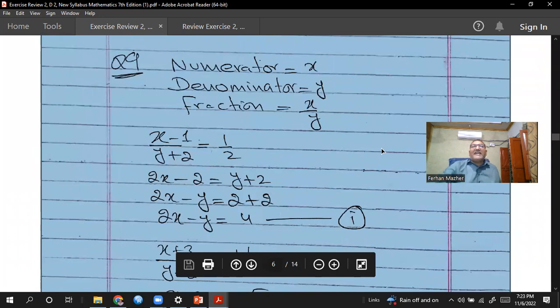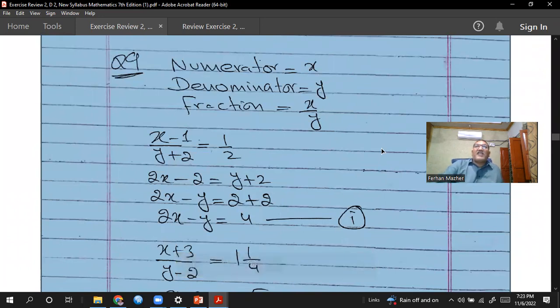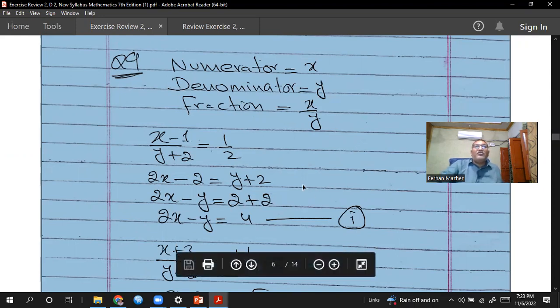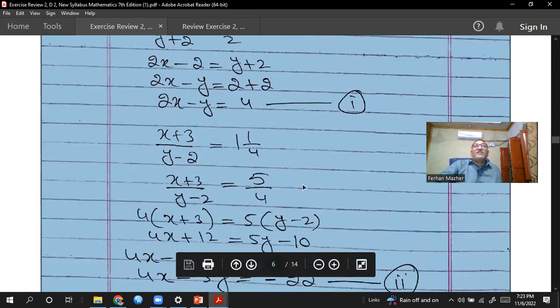So the numerator is x and the denominator is y. The fraction will be x by y. So their statement is subtract 1 from the numerator and add 2 in the denominator. The fraction will become 1 by 2. So x minus 1 divided by y plus 2 equals 1 by 2. Cross multiply. So you will have 2x minus 2 equals y plus 2. 2x minus y is equal to 2 plus 2. 2x minus y will be equal to 4. So that is my first equation.